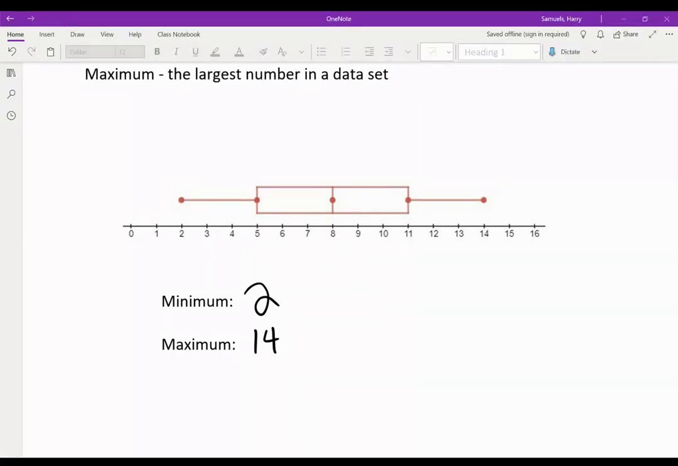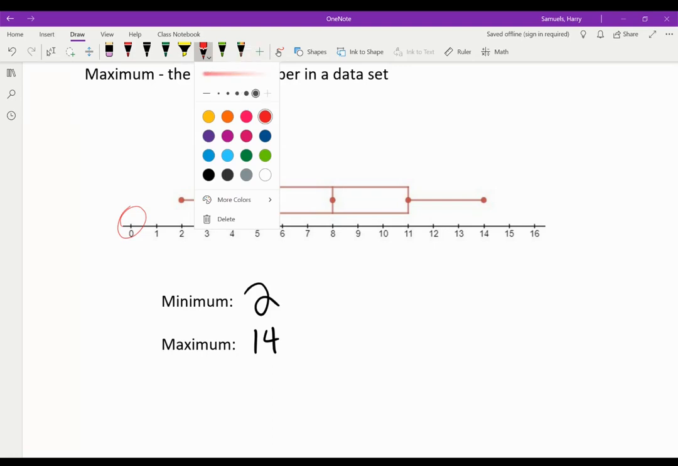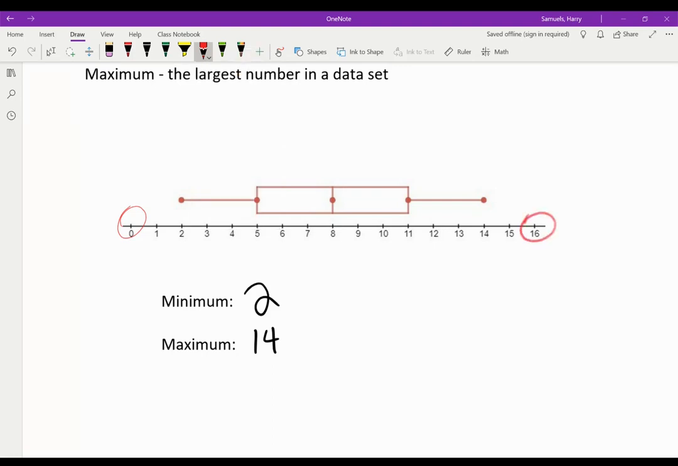Now, one thing to keep in mind, don't be confused by the number lines that these are situated on. I know that it starts at 0 and ends at 16, but notice the data does not fall on 0 to 16. It starts on 2 and it ends at 14. Therefore, minimum 2, maximum 14.